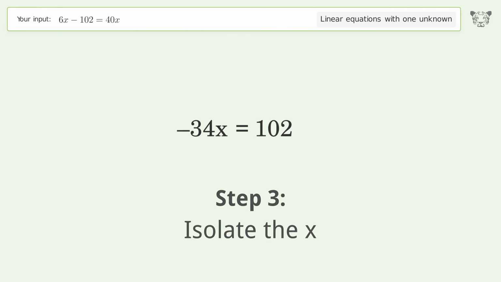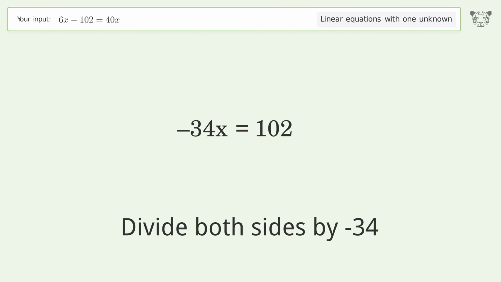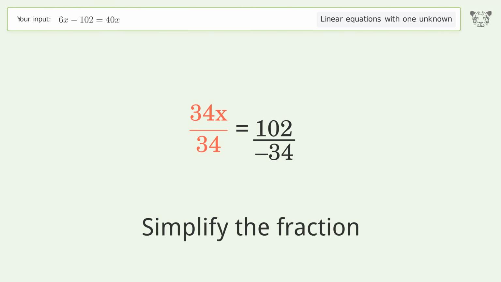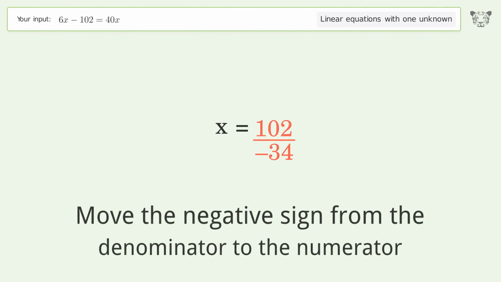Isolate the x. Divide both sides by -34. Cancel out the negatives. Simplify the fraction. Move the negative sign from the denominator to the numerator.